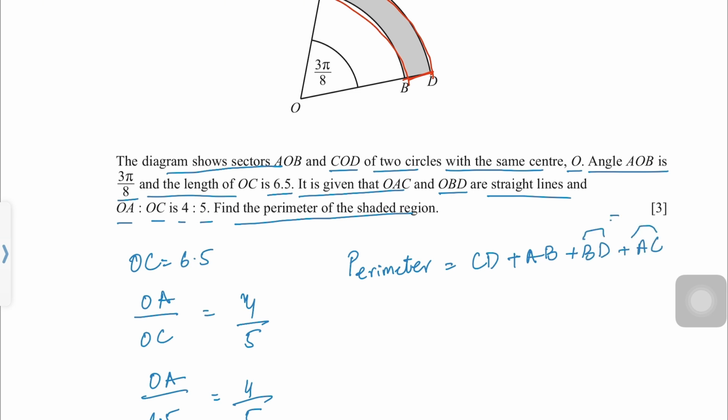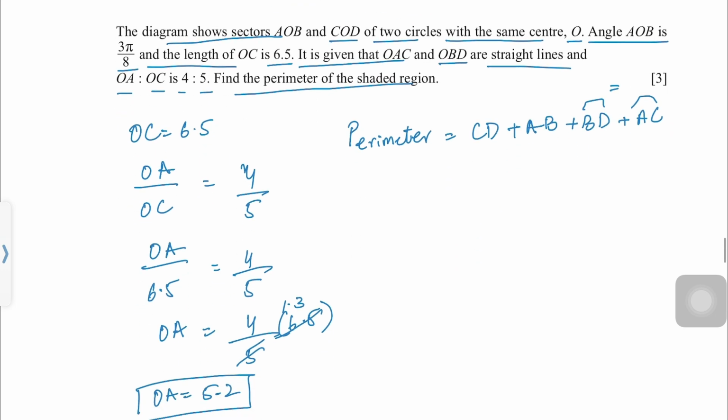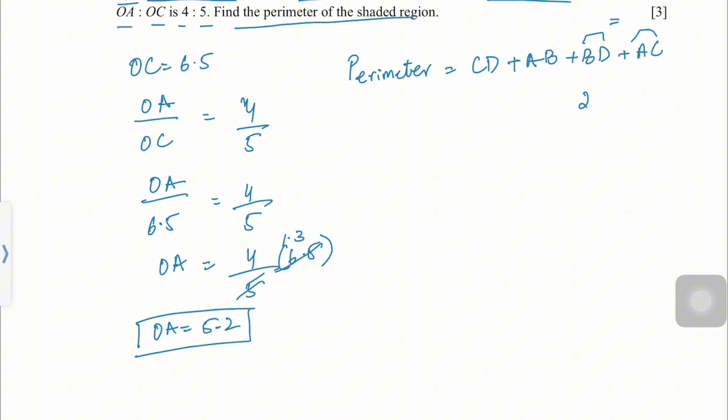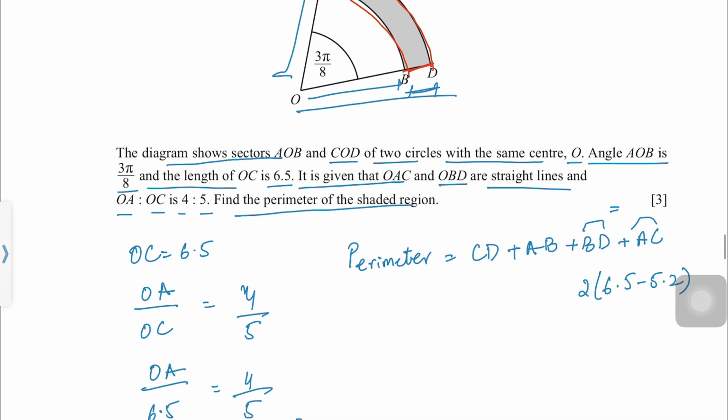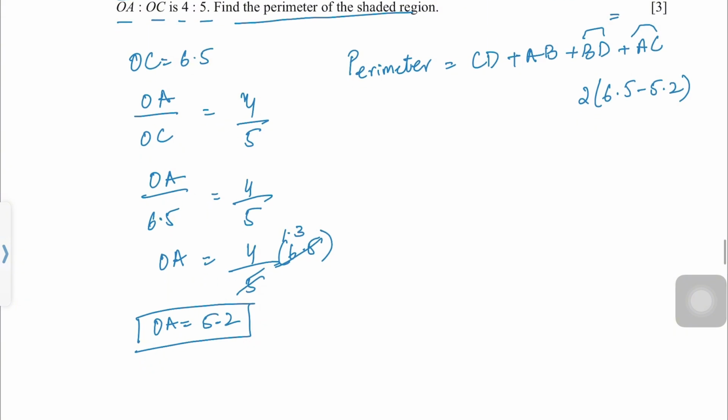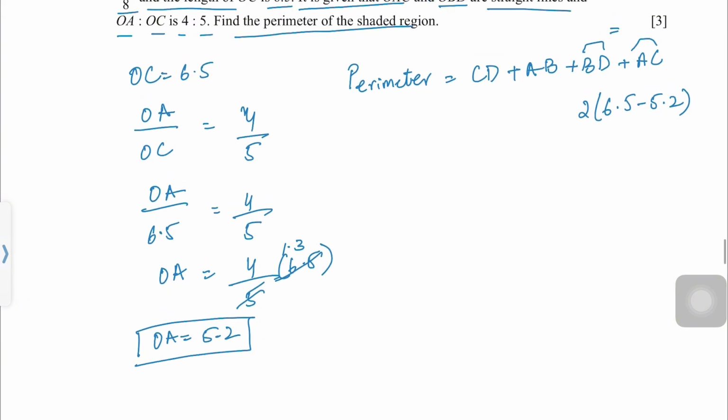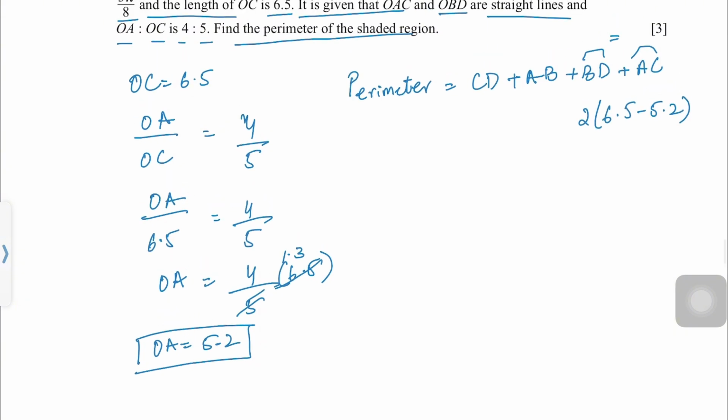And BD and AC are equal because this length and this length are equal. These two are radius and these two are again radius. So these two lengths would be equal. And these two lengths would be 2 multiplied by 6.5 minus 5.2, since this is 5.2 and this whole is 6.5, as OC is 6.5 and OA is 5.2.